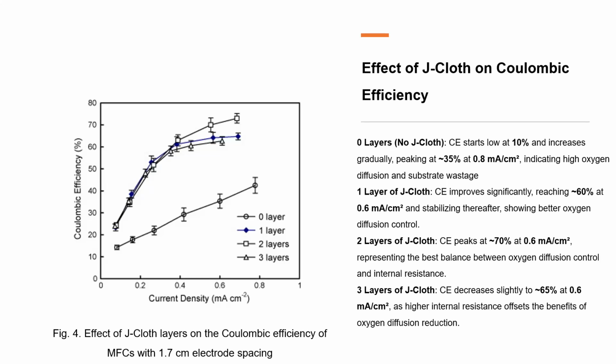3 layers of J-cloth, with 3 layers, the Coulombic efficiency is slightly lower than with 2 layers, peaking at approximately 65%, due to increased internal resistance that offsets the oxygen diffusion control benefits.